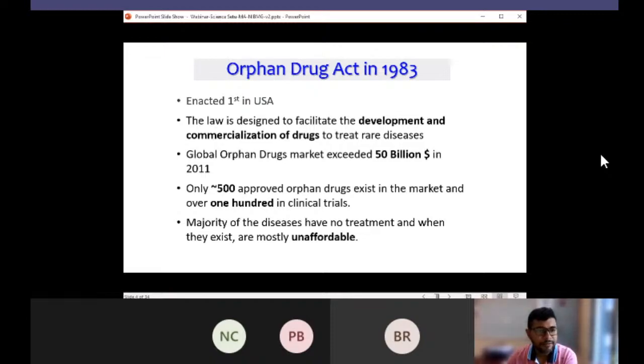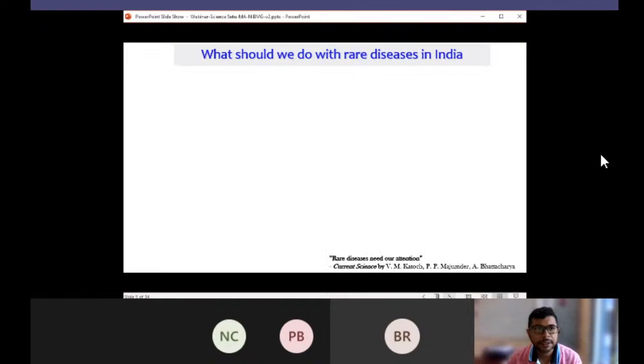Among them, only around 500 approved orphan drugs exist in the market and over 100 in clinical trials. So the majority of the diseases have no treatment, and when treatments exist, they are mostly unaffordable. I'll come to specific examples in my next few slides. But before that, what should we do with the rare diseases in India?